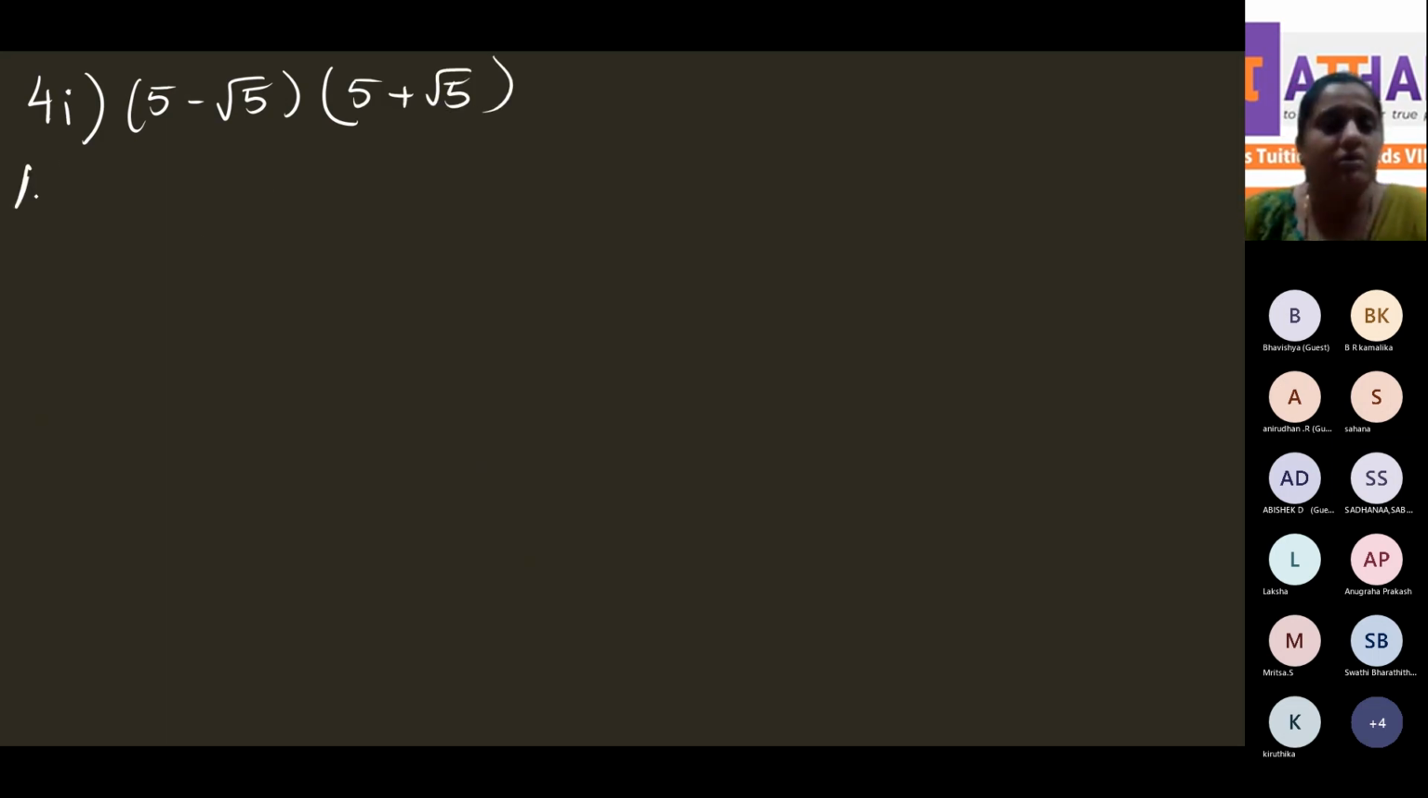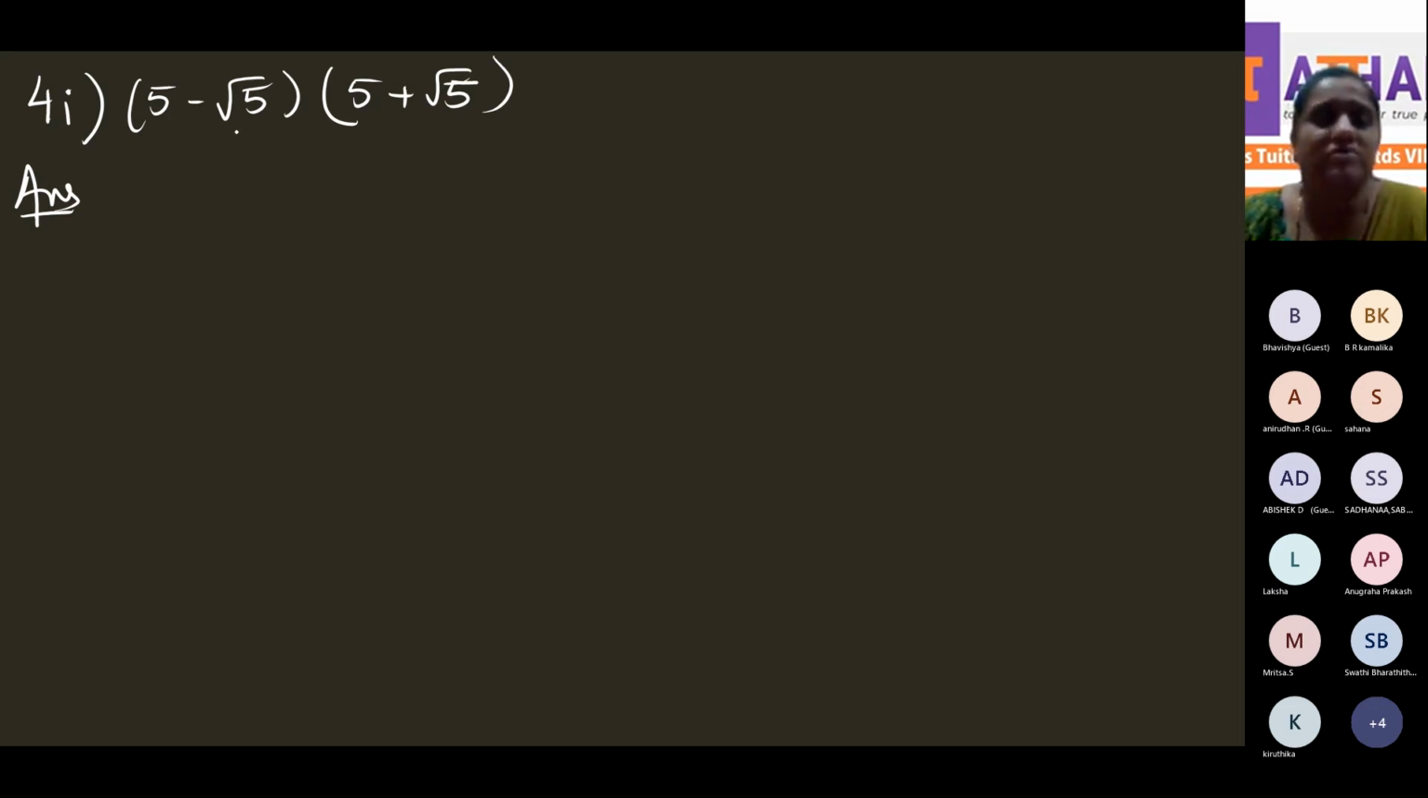So in the first one, 5 minus root 5 into 5 plus root 5. Now, you should not just look at this and say, there's root 5 here and root 5 here, so it is irrational. It's not like that. You need to simplify, if possible, and then decide if the expression is rational or irrational. So first we have to simplify.